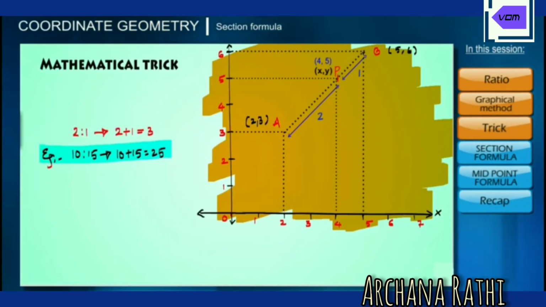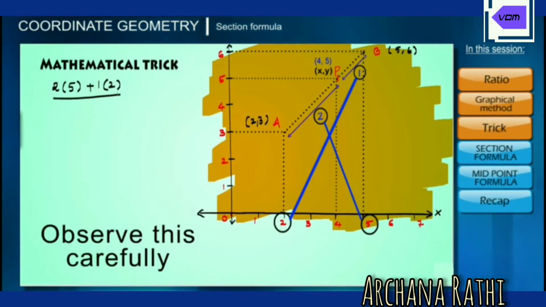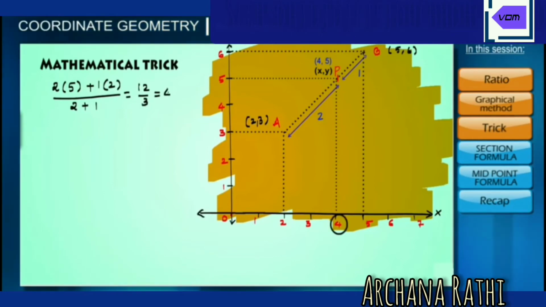So let us start with the x-axis. Let us try to find the trick for getting the value of x as 4, as in the given example. Observe: multiply the first part of the ratio, that is 2, with the x coordinate of point B, that is 5, and then multiply the second part of the ratio, that is 1, with the x coordinate of first point A, that is 2. Now divide it by the sum of the components of the ratio, that is by 3. So you will get 12/3 equal to 4.